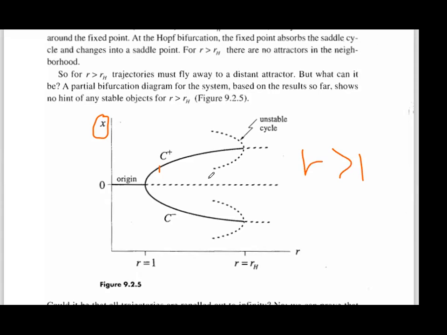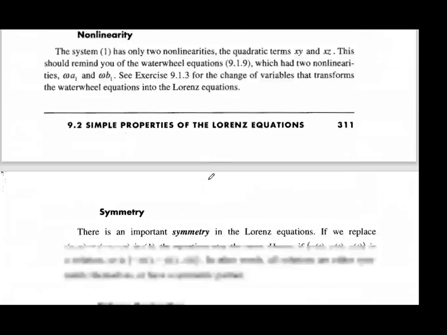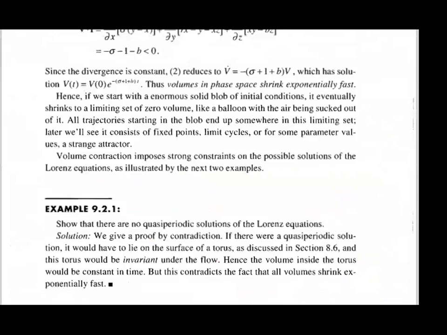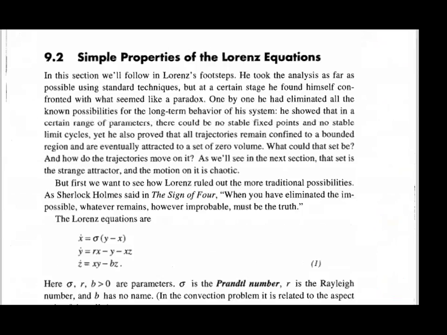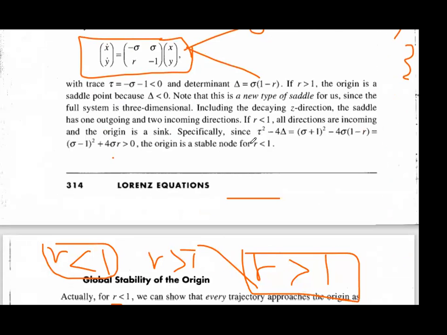And what happened? When r is bigger than 1, then delta was negative. Delta was negative, that means saddle. I don't remember that. Let me go back. What was the delta? Yeah, this one here, delta. When it is bigger, the origin is a saddle. The origin is unstable, or a saddle point in three dimensions. This is a new type of saddle for us.